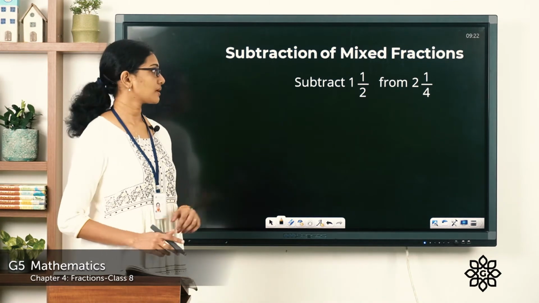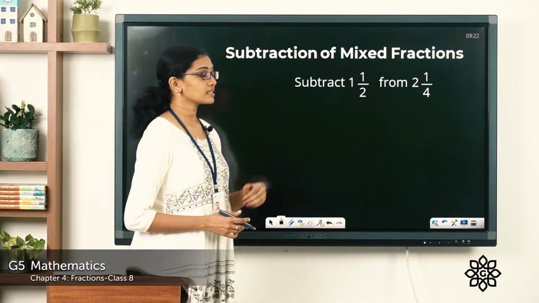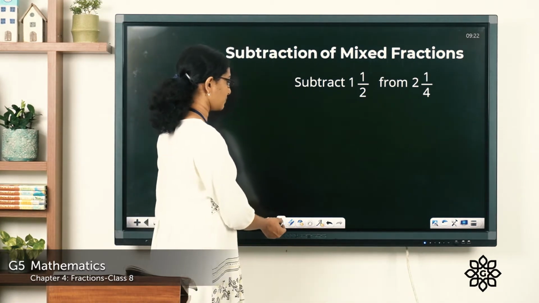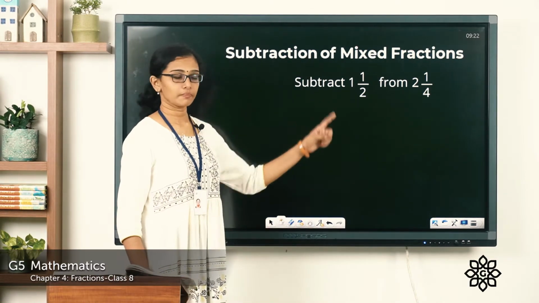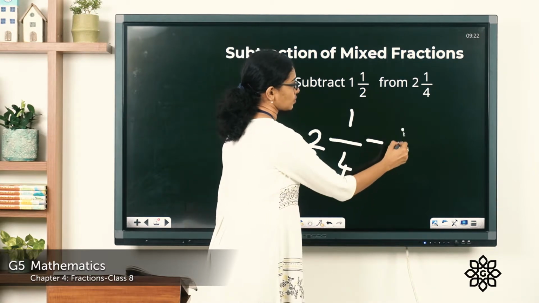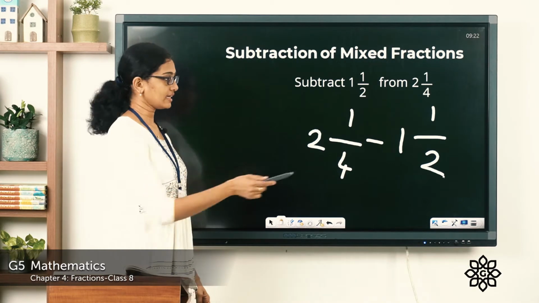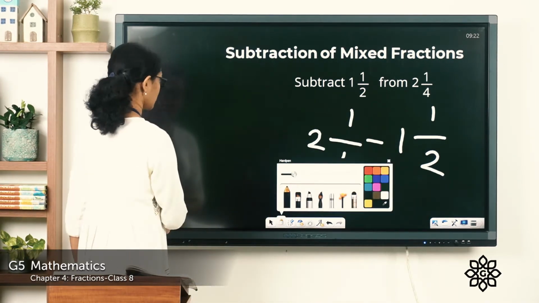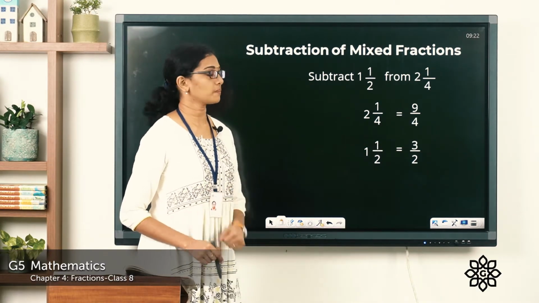Subtract 1 1 by 2 from 2 1 by 4. See, which is the minuend here? Here the minuend is 2 1 by 4 and the subtrahend is 1 1 by 2. So it's 2 1 by 4 minus 1 1 by 2. Here we have the minuend and the subtrahend. Now the next step is to convert the given mixed fractions to improper fractions.